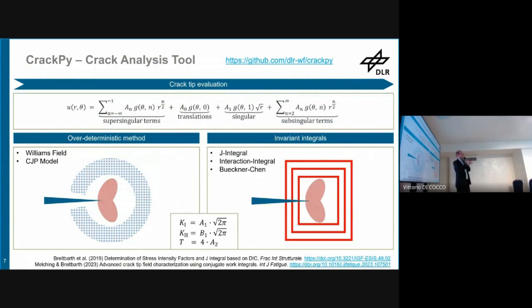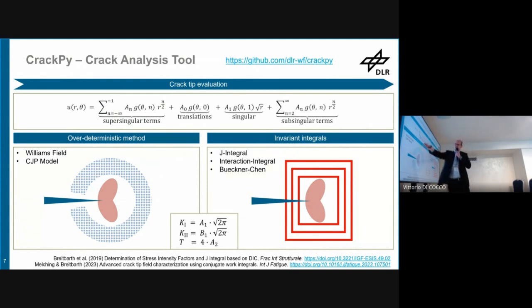So we can determine the stress intensity factors, the J integral, the T stress, and higher order terms of the so-called Williams series expansion. And therefore, two different methods are implemented. The over-deterministic method, which fits a theoretical field around the crack tip to the actually present displacement data.